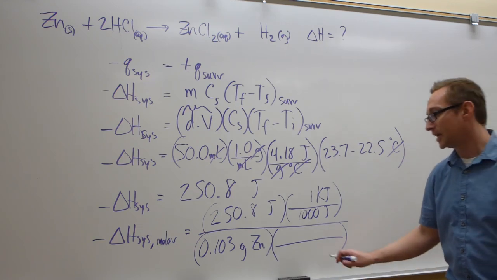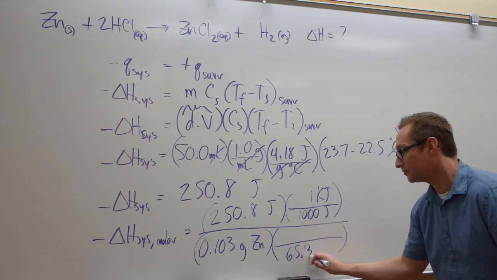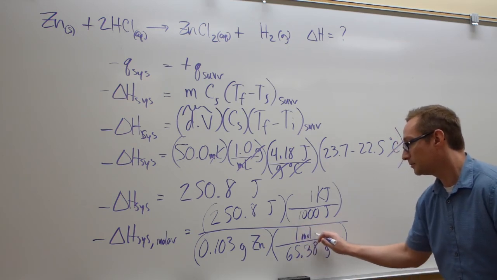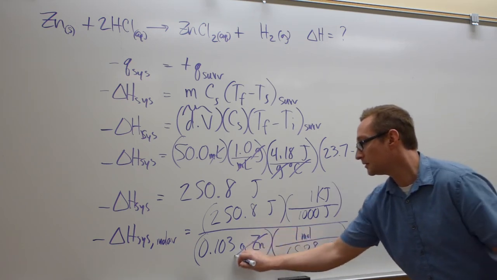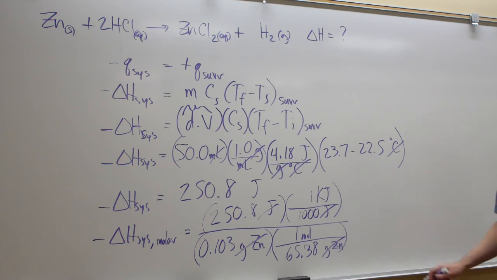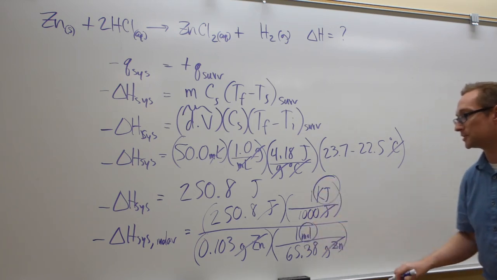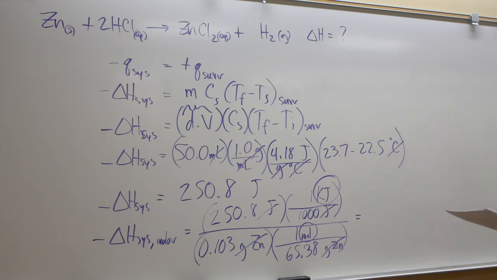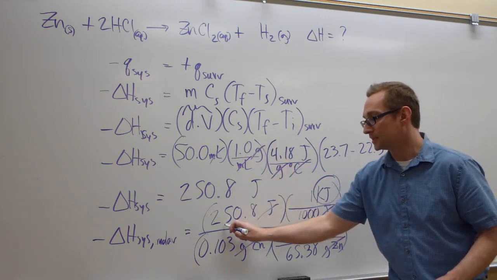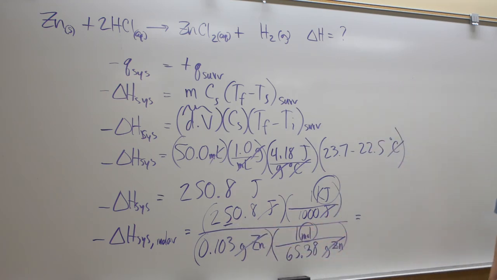And to get to moles from there, we have to divide by the molar mass of zinc. That's 65.38 grams per mole of zinc. So of course we're left with kilojoules and moles on the bottom. And then how many sig figs are going to be in the answer? Well, we have only 2 here for the density, so this 5 here represents the last sig fig. So we only have 2 sig figs for our answer because of that. So it becomes minus 160 kilojoules per mole of reactant, which is the zinc in this case.